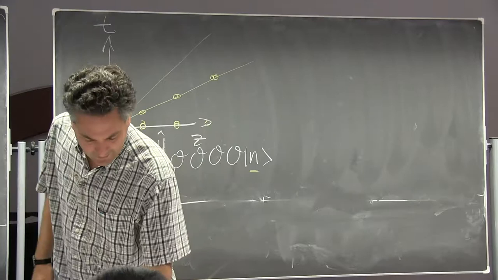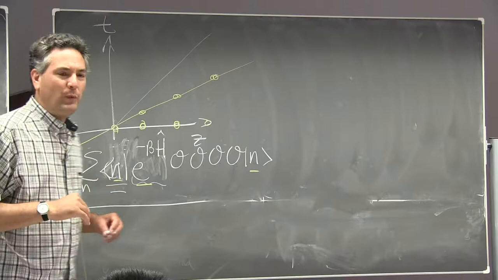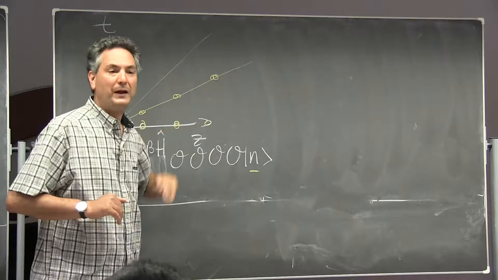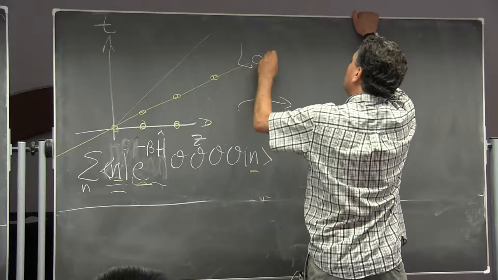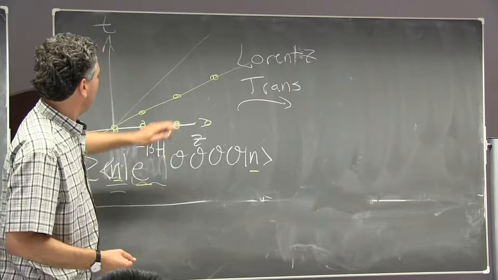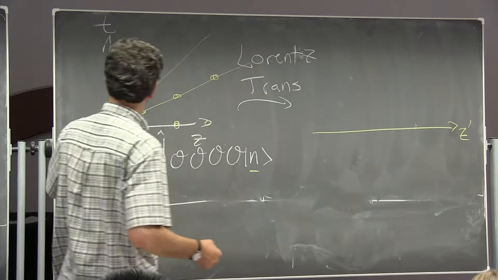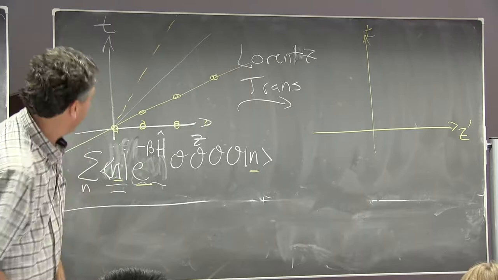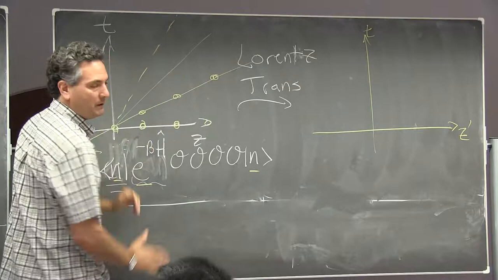The easiest way to do it is just to say, this is a stupid choice of frame. Why don't I go to a frame where this surface is an equal time surface? Okay, so I'm going to do a Lorentz transform to a system where this is now my z-axis and this is my time axis, which is just a boost with respect to this picture. Remember, a boost is not rotating time and space. It's hyperbolically rotating so that these two axes squeeze in on each other.